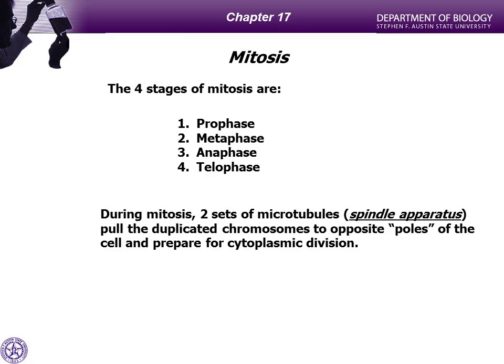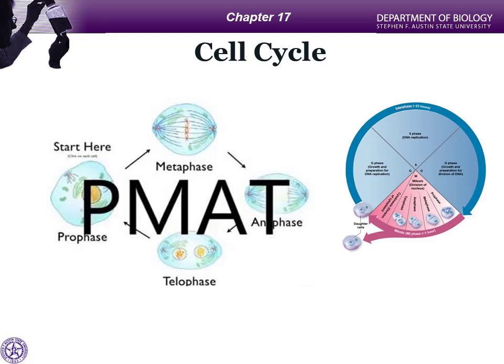Pro usually means before. So you can know just from the name, that's first. Meta kind of means toward the middle. So that's where instead of looking at those prefixes and thinking about what the Latin root is, it can help you out. This you kind of have to commit to memory. But one of the ways I like to commit these to memory is just simply by looking at the first letter, PMAT. Remember PMAT, that is the stages and order of mitosis.